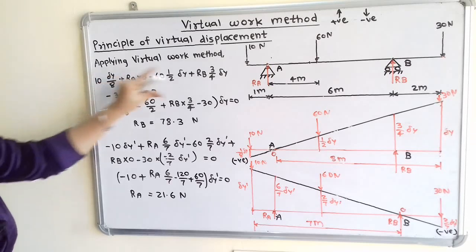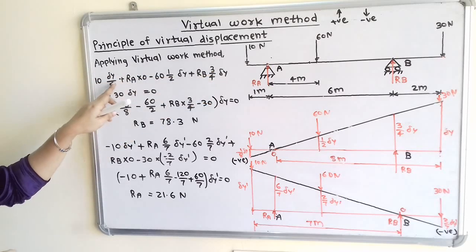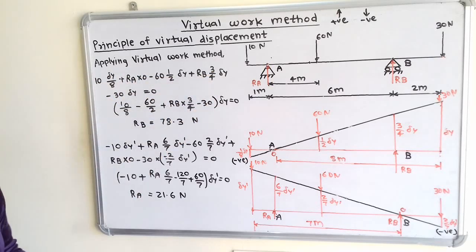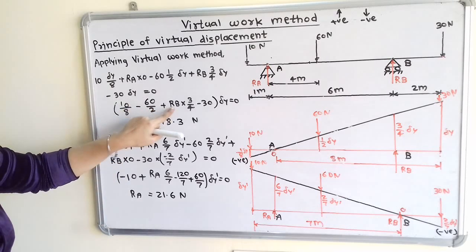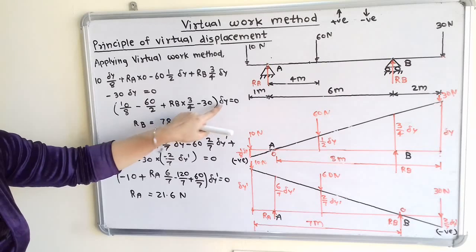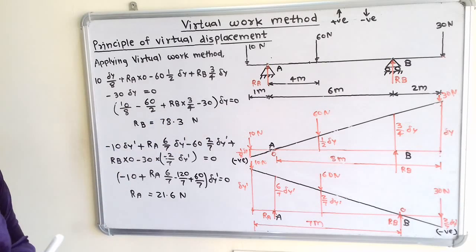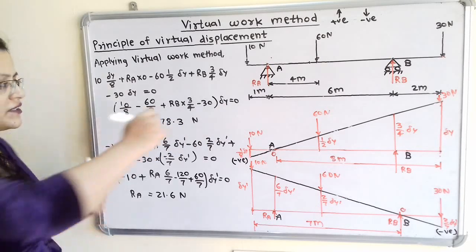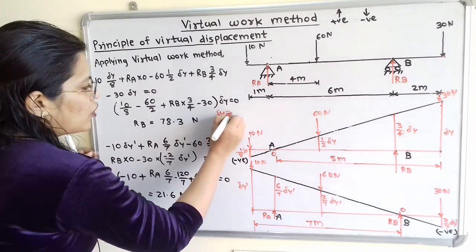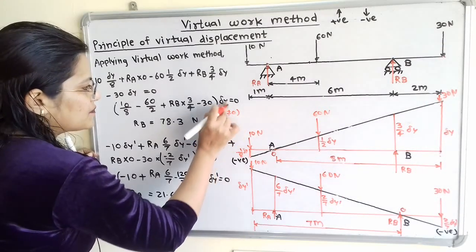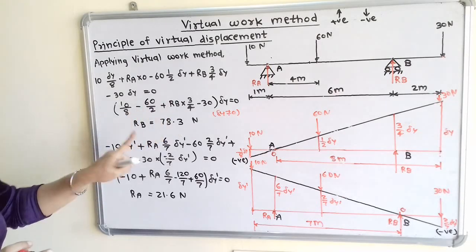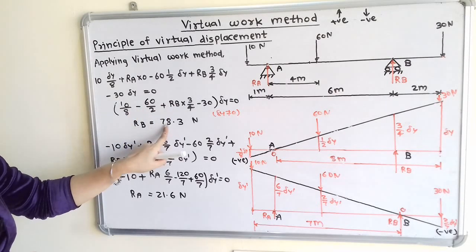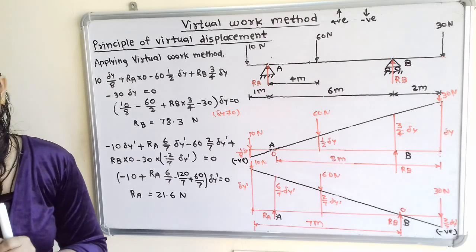Now we will simplify this. We take delta y as a common term: 10 by 8 minus 60 by 2 plus Rb into 3 by 4 minus 30, times delta y, is equal to 0. Delta y is a very small displacement and is not equal to 0, so we can transfer this term to the right hand side, and it becomes 0. So only one unknown term, Rb, and Rb is equal to 78.3 Newton.